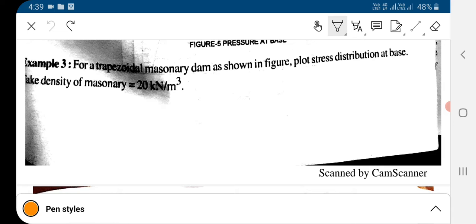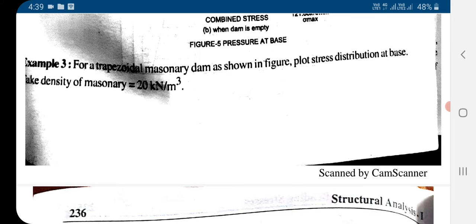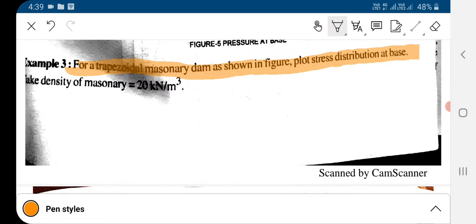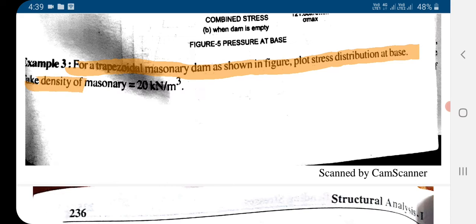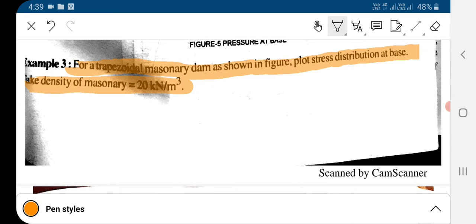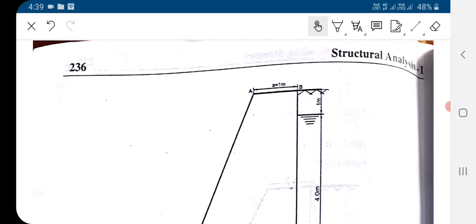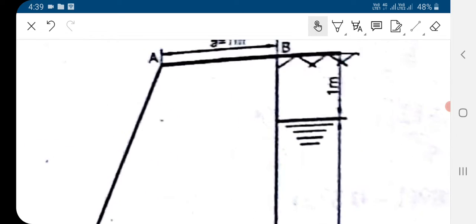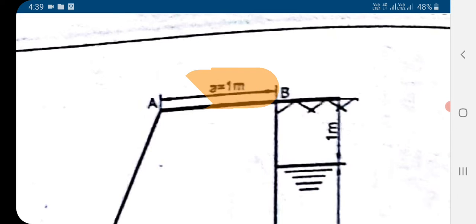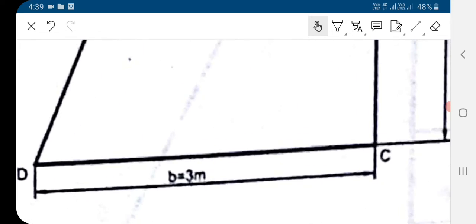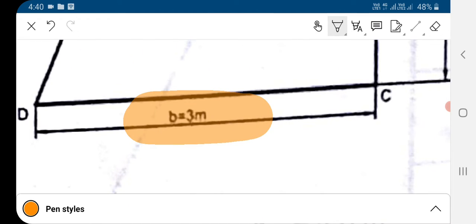So here, for this trapezoidal masonry dam as shown in this figure, we have to plot the stress distribution at the base. The density of the masonry dam is given to us as 20 kilonewton per meter cube. So let's see what is given in the figure. Here the top width, that is A, is given to us as 1 meter. Second, the base width B is given as 3 meter.